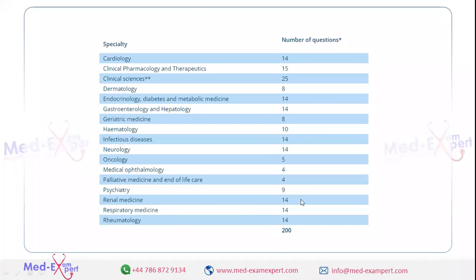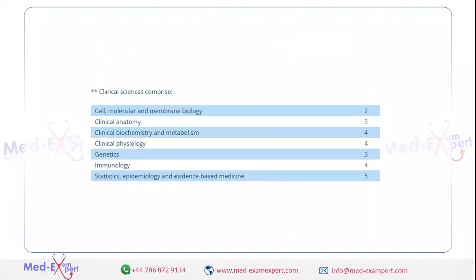There are 14 questions each. So you cannot neglect any part or any specialty for the MRCP Part 1. And clinical sciences consist of molecular biology, clinical anatomy, physiology, biochemistry, genetics, immunology, and statistics.